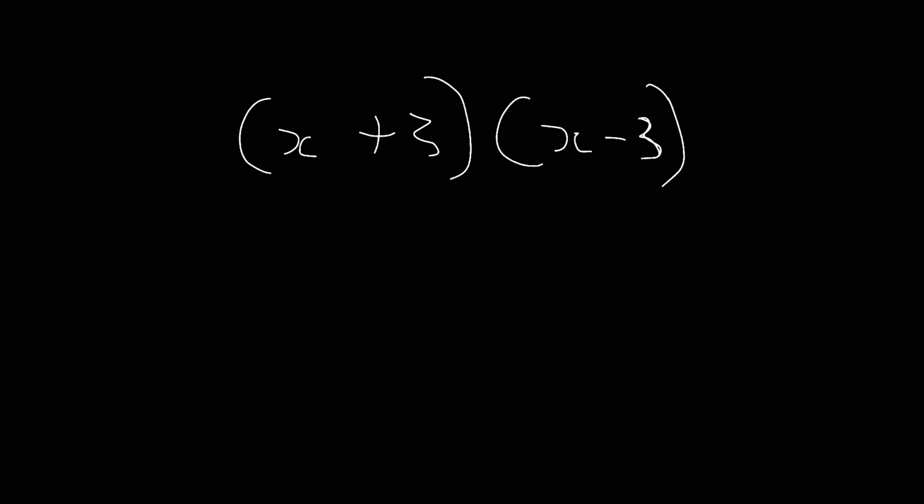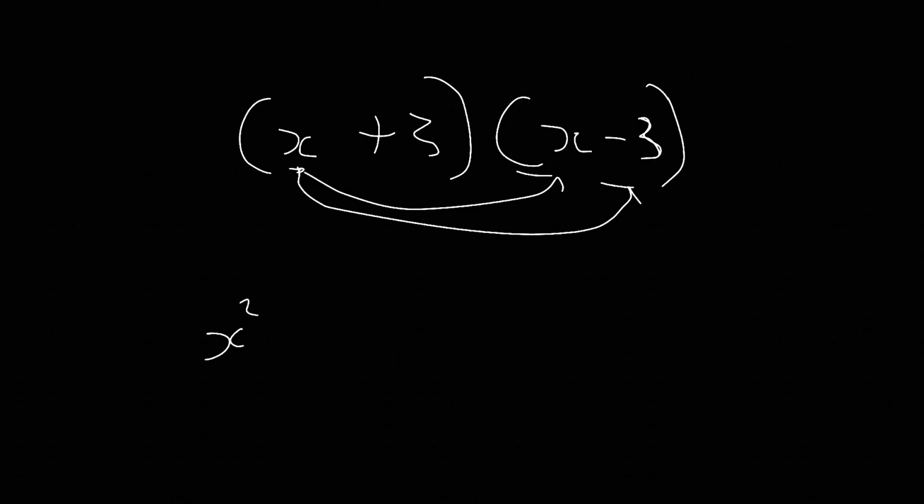The way to do double brackets is actually relatively simple. All you really have to do is look at this value x over here, the first value in my first double bracket. All I have to do is multiply it by this x over here and this minus 3. So x times x is going to give me x squared, and x times minus 3 gives me minus 3x.